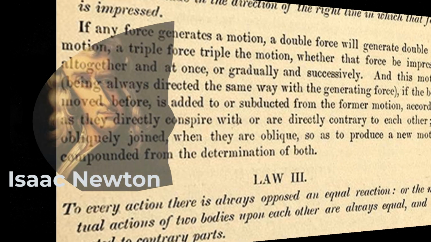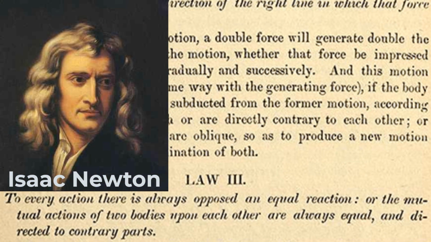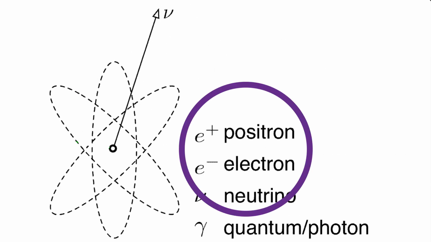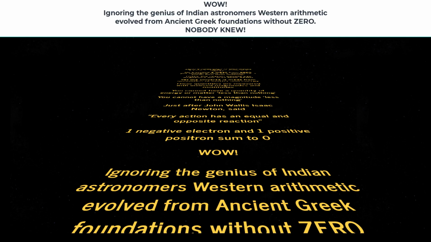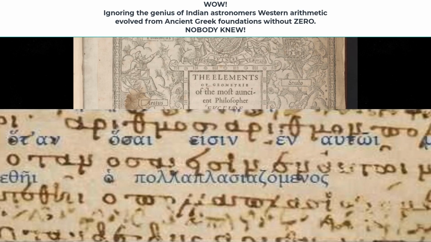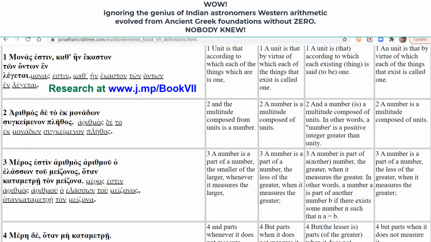Just after John Wallace, Isaac Newton said, every action has an equal and opposite reaction. 1 negative electron and 1 positive positron sum to 0. Wow! Ignoring the genius of Indian astronomers, Western arithmetic evolved from ancient Greek foundations without 0.